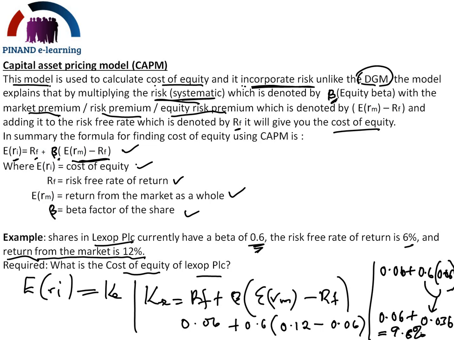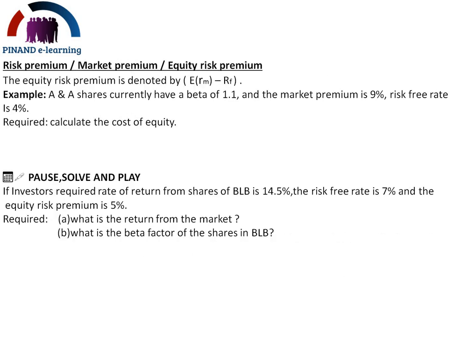9.6%. Very easy. Just put them in the formula. It's very easy to understand. Solve it, and you're good to go. Now, the examiner may not give you the return from the market in the question. He may just give you the risk premium. And that takes us to the next slide.